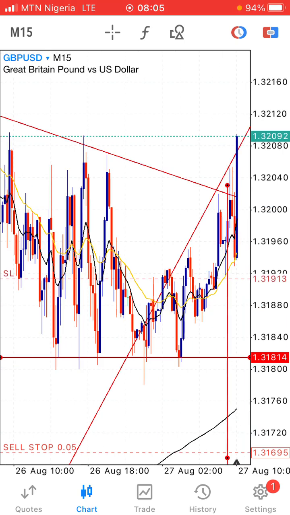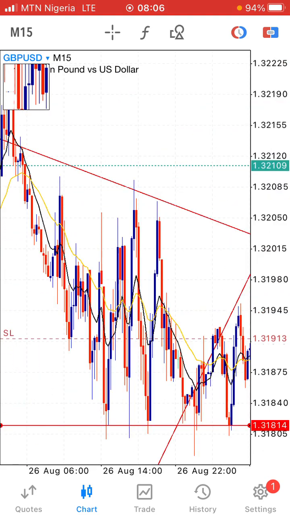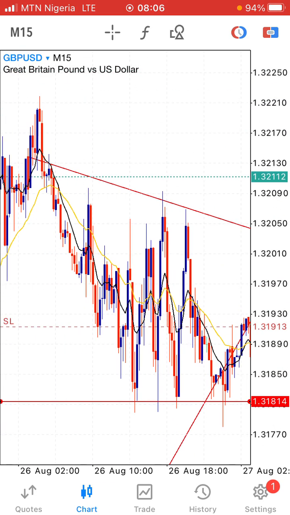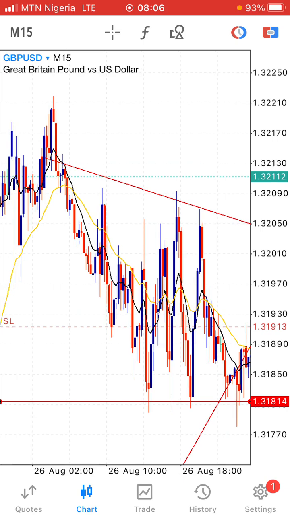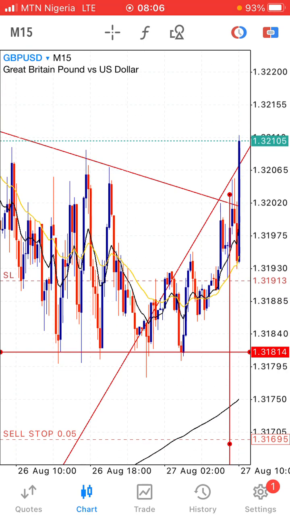I wouldn't. My bias is on a sell on GBPUSD. I might be wrong. Based on my setup, my bias is on a sell on GBPUSD. I might be wrong. If it breaks this previous high, then I know we are in for the buyers to continue. If it breaks the previous high.